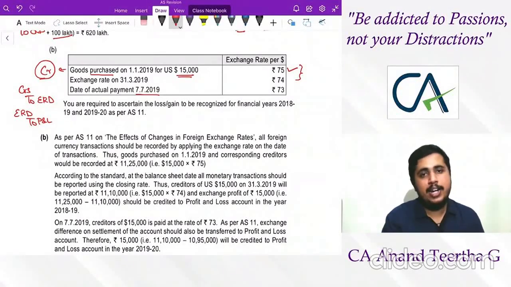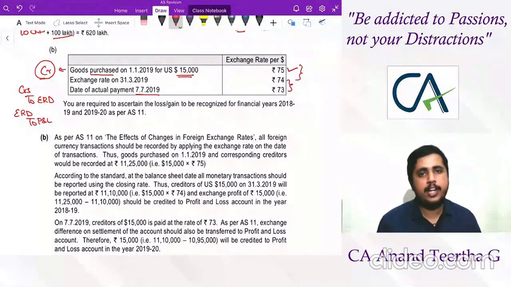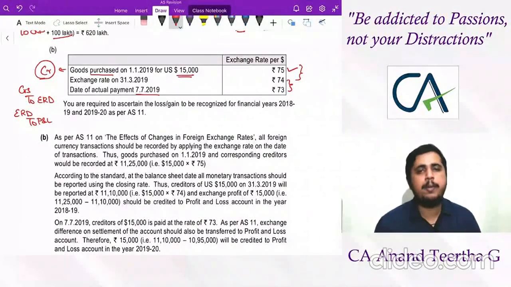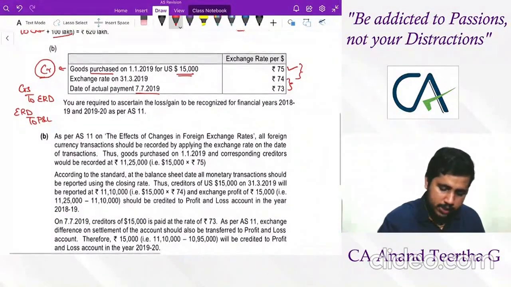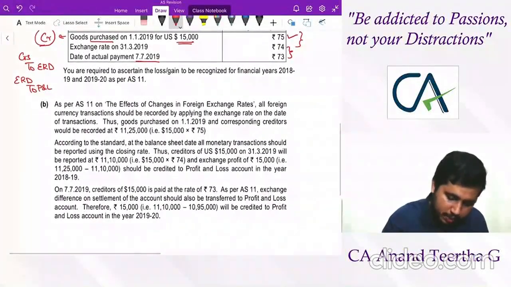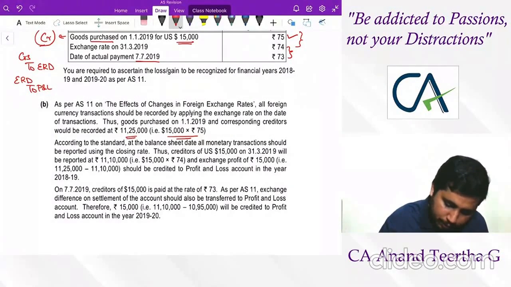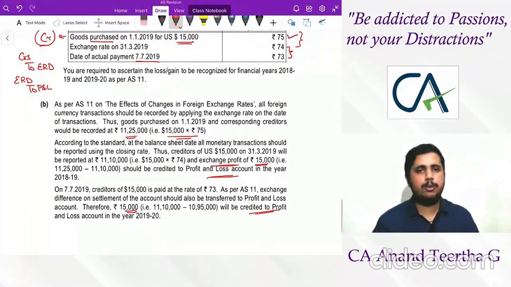So 1 rupee. Next year, when the payment is made, 74 is now getting converted to 73. Compare 74 and 73, not 75 and 73. So 74 is now getting converted to 73. Another 1 rupee gain, 15,000 again ERD. That has to be considered. So that is what is written over here. So initial it will be 15,000 into 75, 11,25,000. Afterwards, 15,000 rupee profit will be shifted to P&L account. Finally, even at payment time, 15,000 profit is credited to P&L account. So that is how you have to consider it.